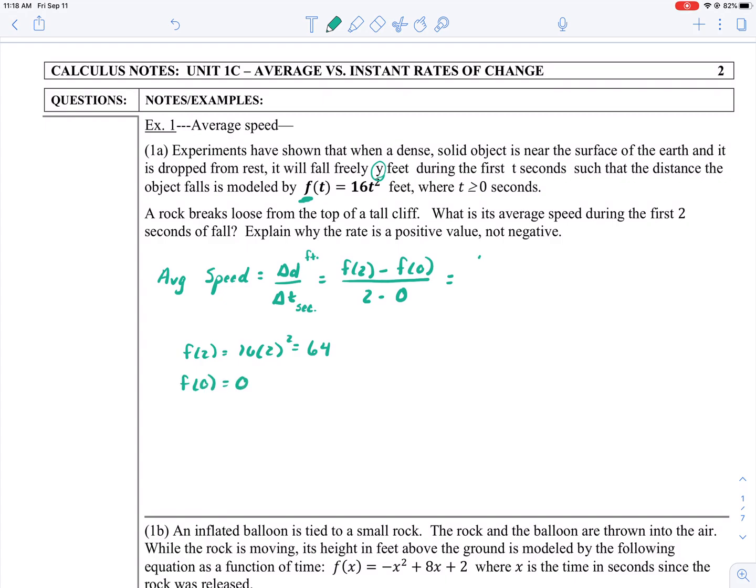So I've got some values here. 64 minus 0 over 2 minus 0. This is considered to be a difference quotient. You're always going to have to show one of those. We prefer that you show them both.